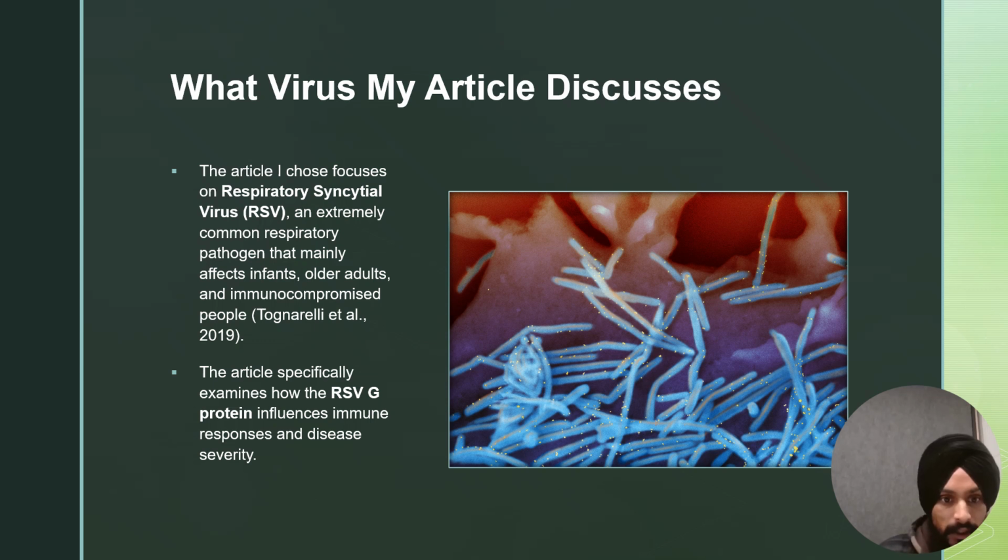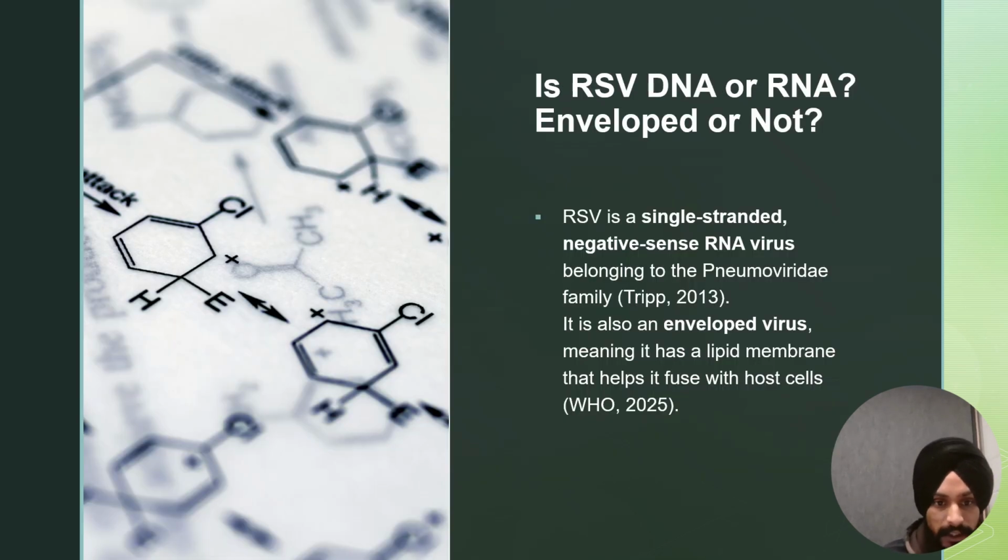The article I chose looked at RSV, but not just the virus in general. It focused on the role of the G protein. Traditionally, most research focused on the F protein, which is responsible for fusing the virus with human cells. But the article argues that the G protein is just as important because it helps the virus attach to cells and also interferes with our immune system. So the main virus in the article is RSV, and the G protein is a big part of how the virus causes disease.